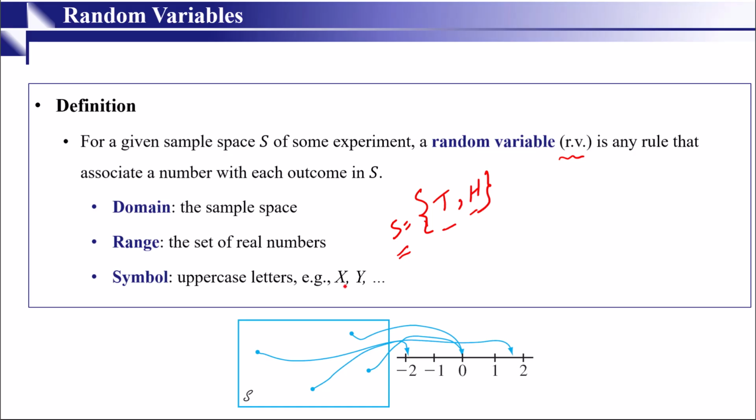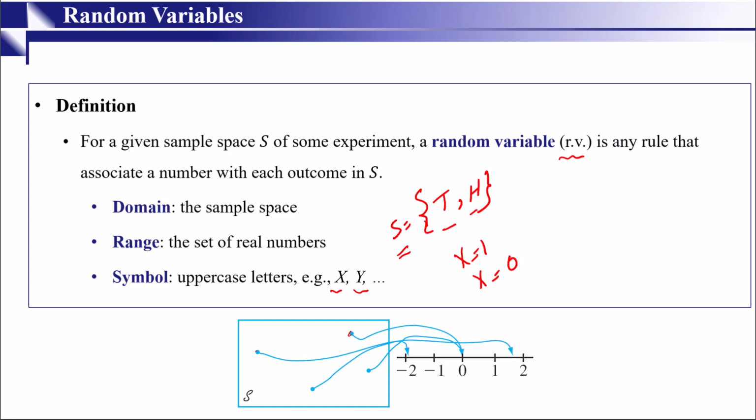Here, we use uppercase letters like X and Y. For example, we say X(heads) = 1 and, for example, X(tails) = 0. This is super useful in coding when we need to quantify random events. So in this figure, you can see random variables of an experiment. This is S, the sample space, and we assign each outcome to one real number.